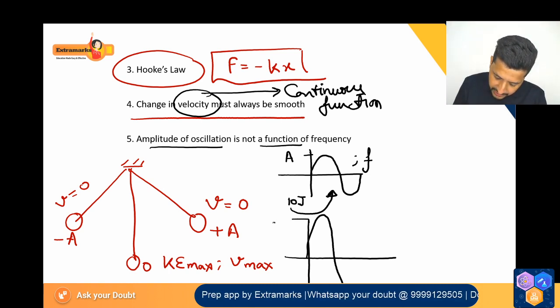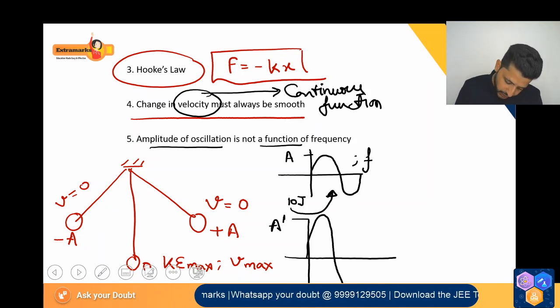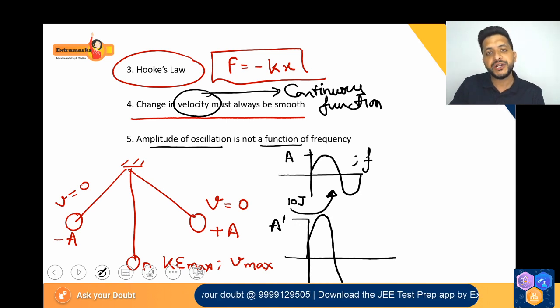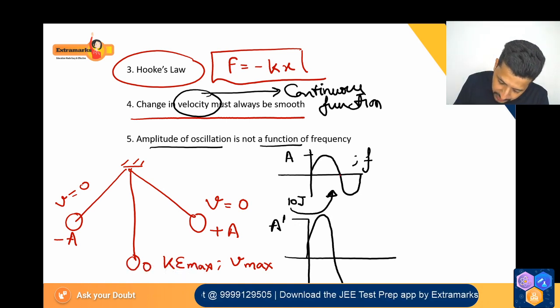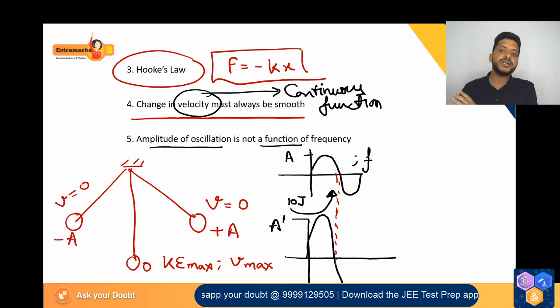Say that bigger amplitude is A dash. But you know what? Though amplitude has increased from A to A dash, this does not mean that the frequency will also change. So if you give some energy to an SHM, it will increase its amplitude. And if amplitude increases, it does not imply that frequency must change.